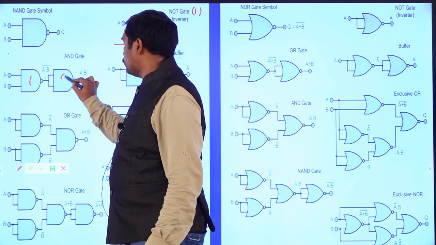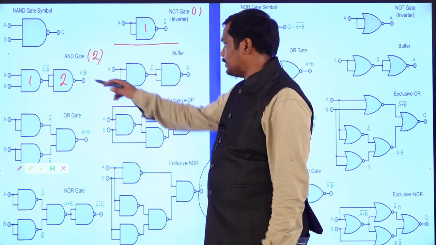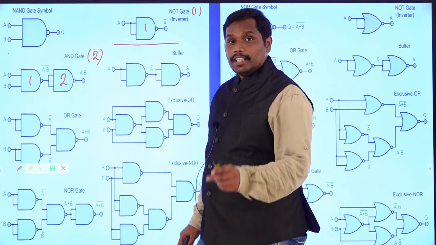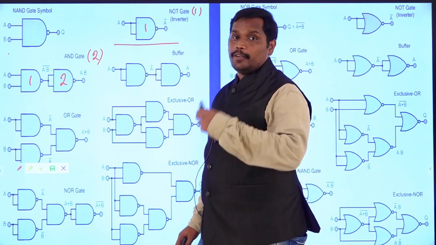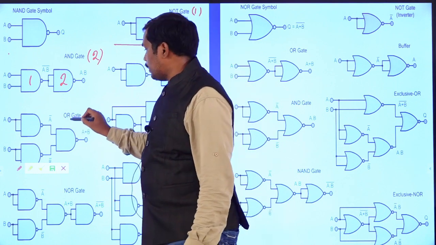So 1 and 2. So the possible representation for the AND gate is 2. That is how you are going to construct AND logic gate with NANDs. Okay, so 2 NANDs are there. So important. And we'll go to the OR gate.